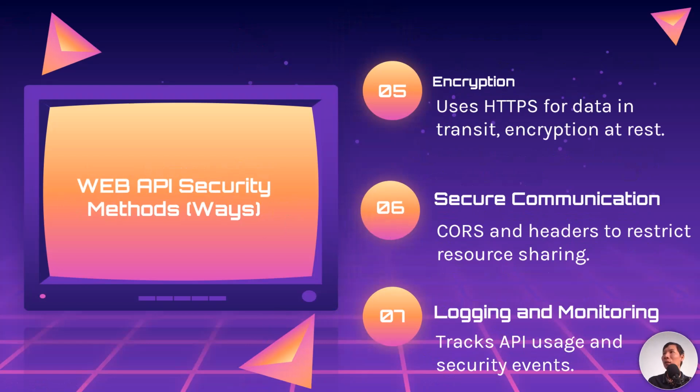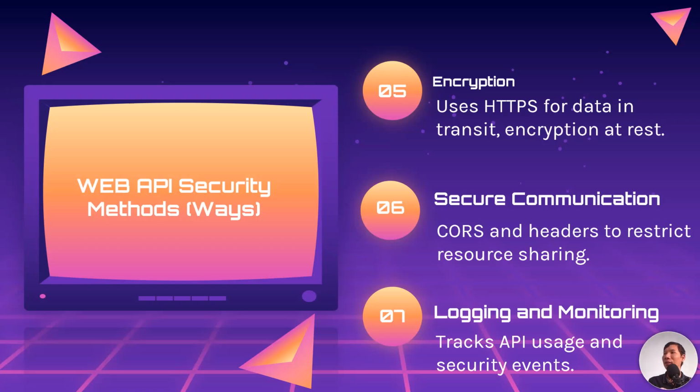And number five is encryption. We need to encrypt the data when the user transmits to our API. At this time, we need to apply encryption, so we can use HTTPS. We can encrypt the data when sending it.